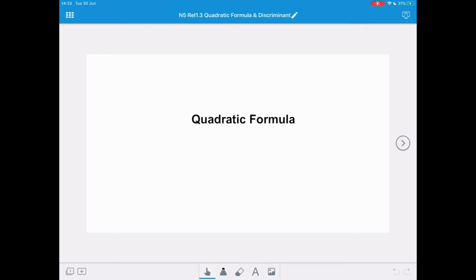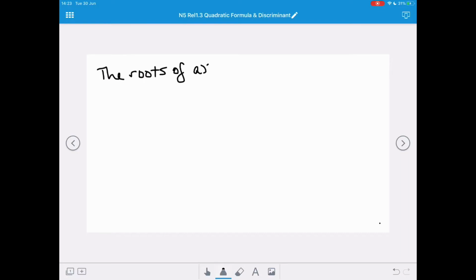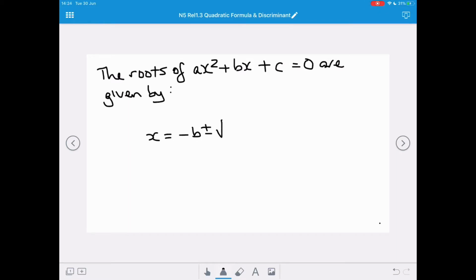This video looks at the use of the quadratic formula. Now, the roots, and remember the roots are where it cuts the x-axis, of ax squared plus bx plus c equals 0, so that's any quadratic function, are given by the quadratic formula. And the quadratic formula is x is equal to negative b plus or minus the square root of b squared minus 4ac all over 2a.